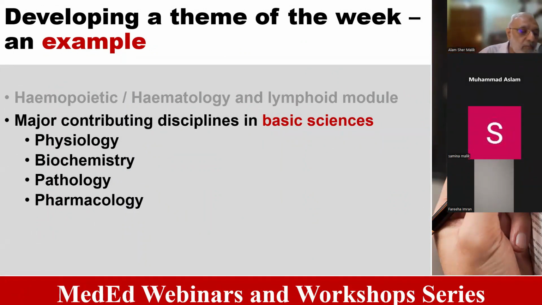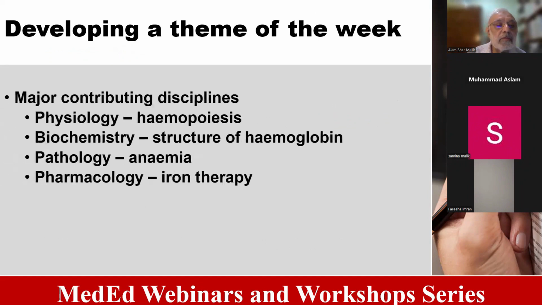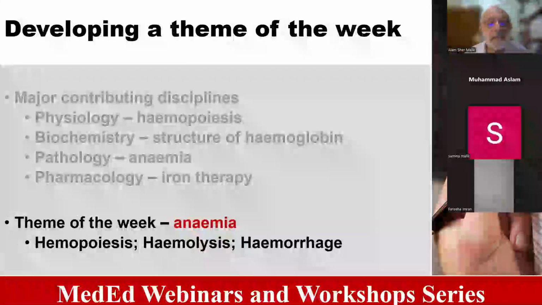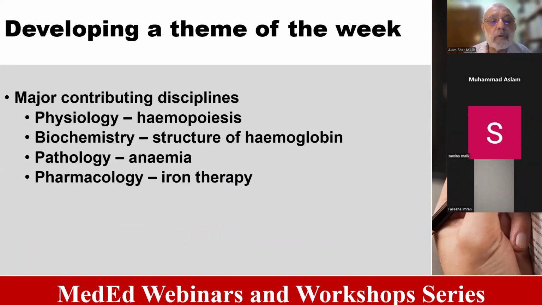They may have many topics, but what are the 3 topics which they want to teach first? Let's say physiology says that they want to start with hemopoiesis, biochemistry wants to start with structure of hemoglobin, pathology wants to start with anemia, and pharmacology wants to start with iron therapy. If we look at these 4 topics, we can easily say that anemia is one theme which can cover all these 4 disciplines: physiology, biochemistry, pathology, and pharmacology.